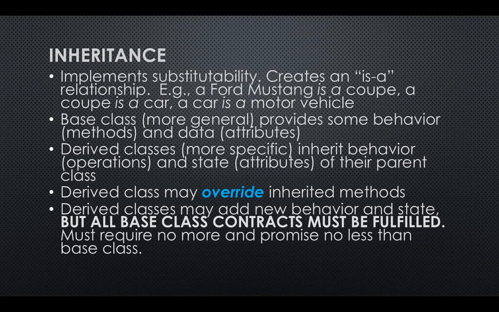Remember that. So derived classes can add new behavior. They can add new state. But every base class contract must be fulfilled. Remember, I said a class defines a contract. So if I derive from a more general base class, I have to satisfy all the terms and conditions of that contract. We can add additional items, but we cannot take anything away. So every derived class must require no more and promise no less than the base class.